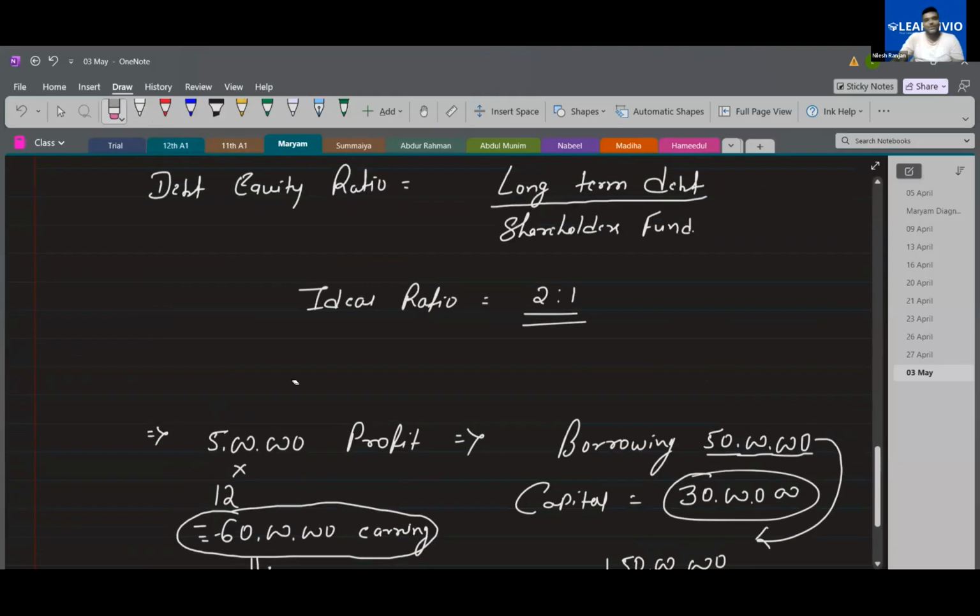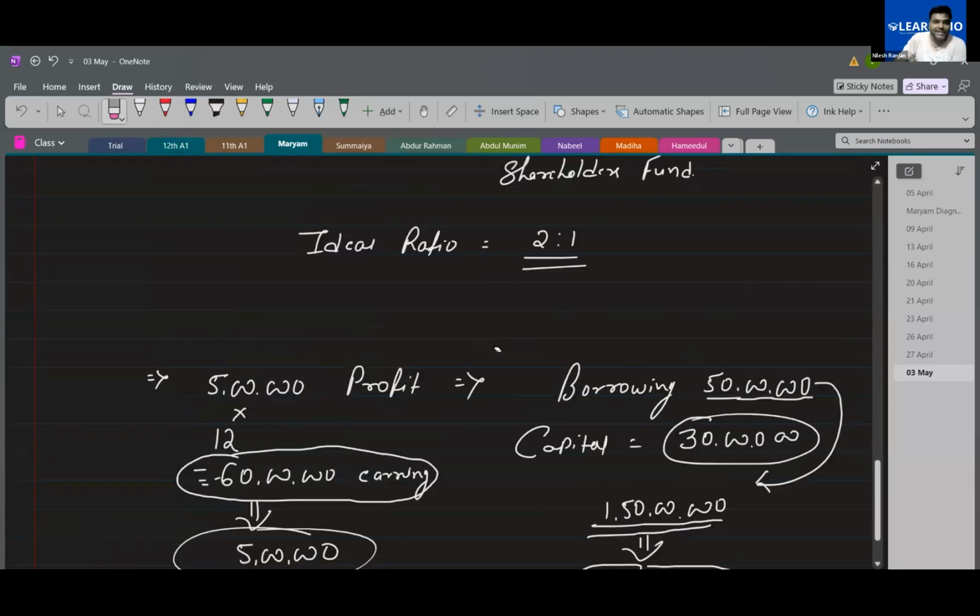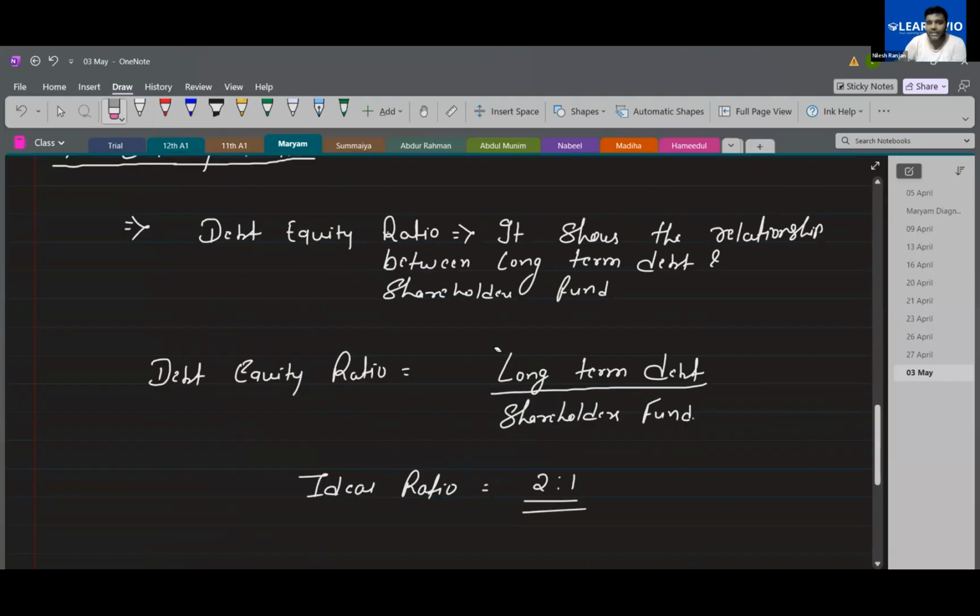Okay, so this is the ideal ratio. Now, the objective of debt equity ratio. Why we calculate debt equity ratio is to know that if something bad happens, whether we will be able to pay from our equity or not. Is it safe for the lenders to give us the loan or not? So they will use this ratio. Please write this. Then I will write these two formulas.